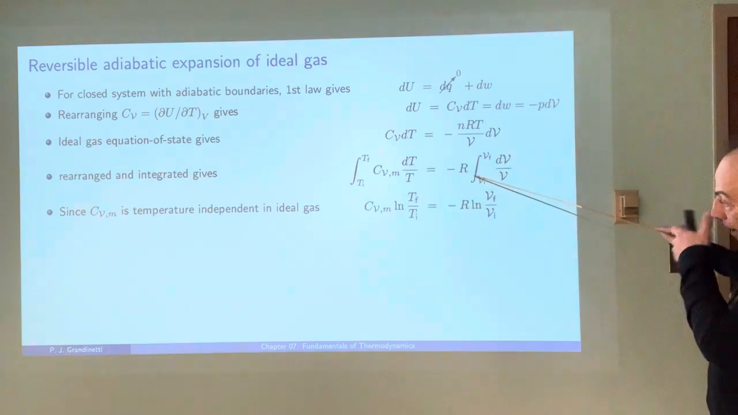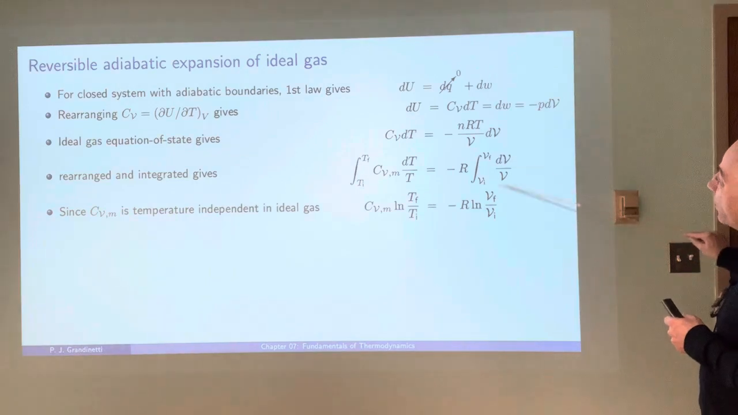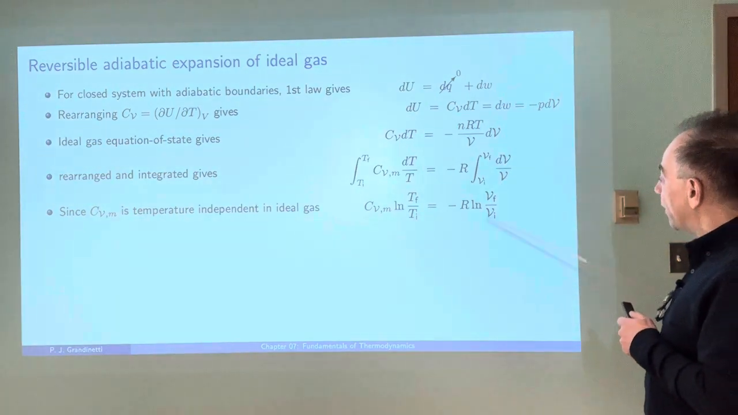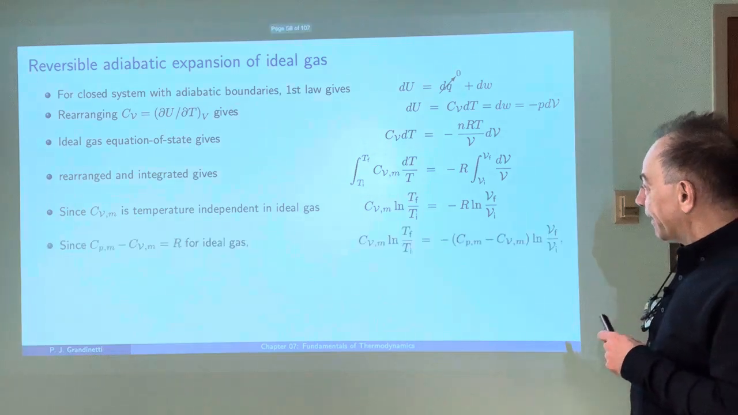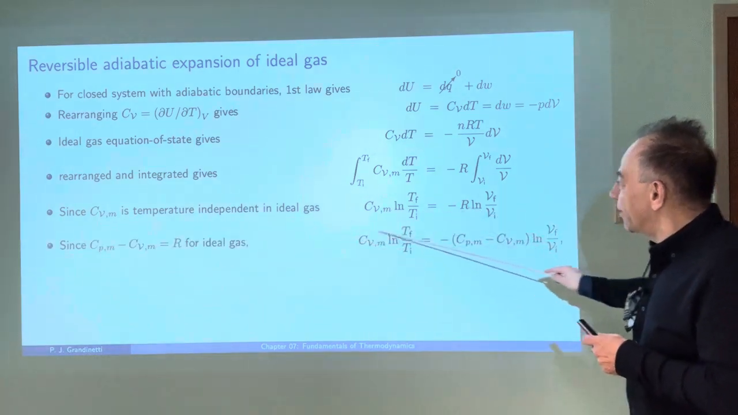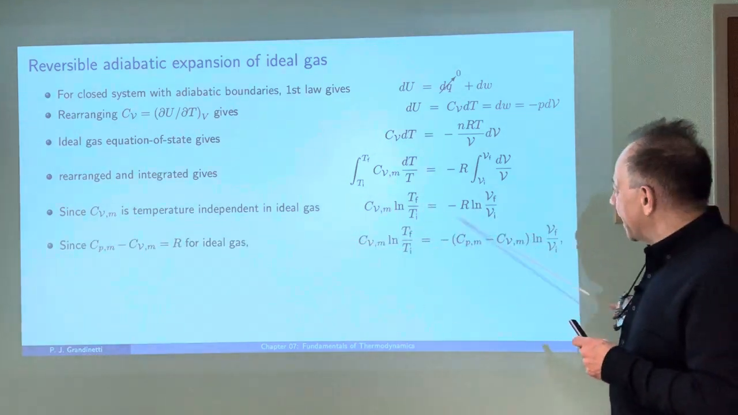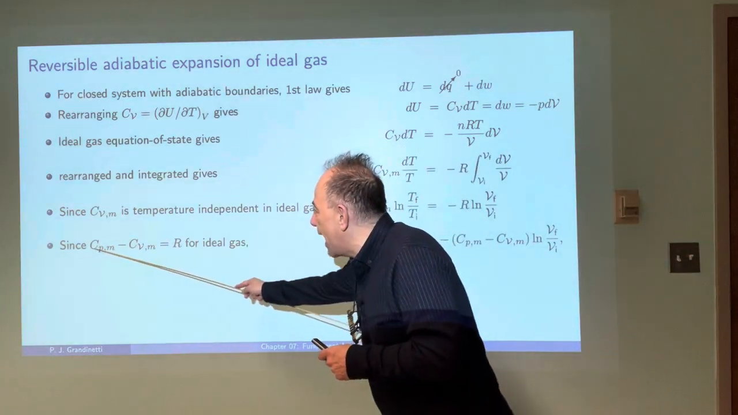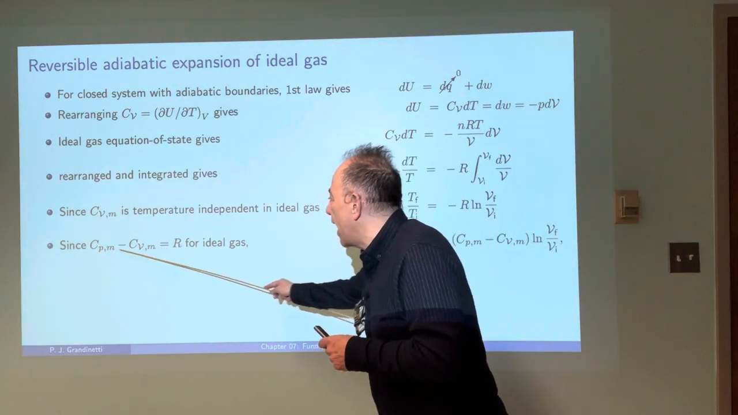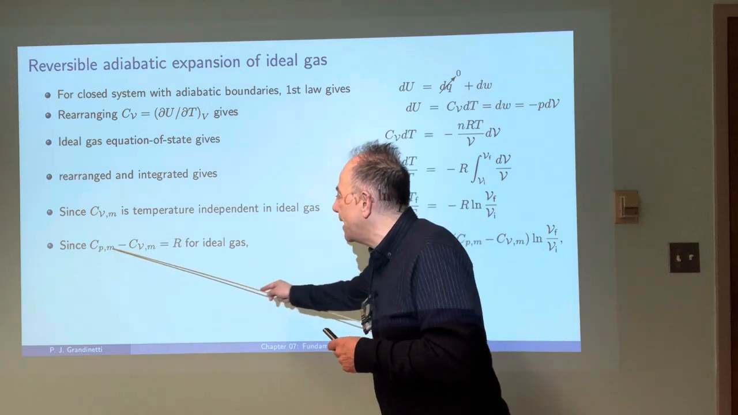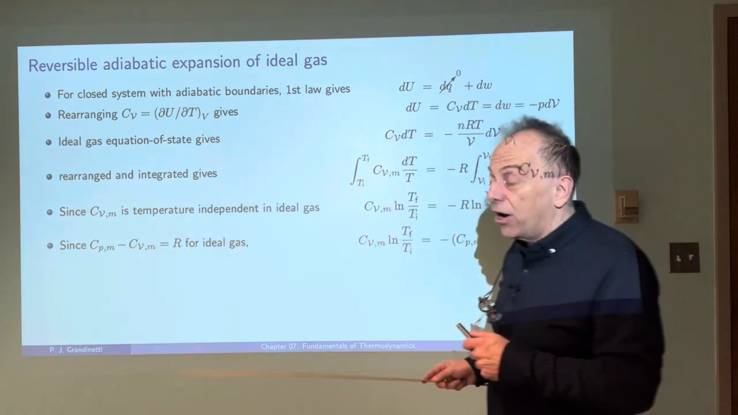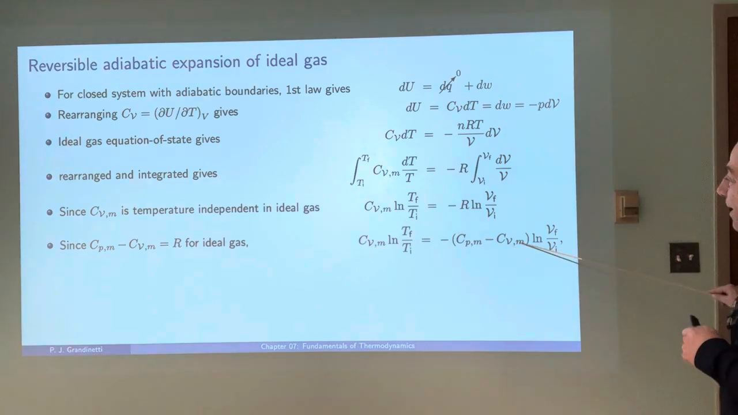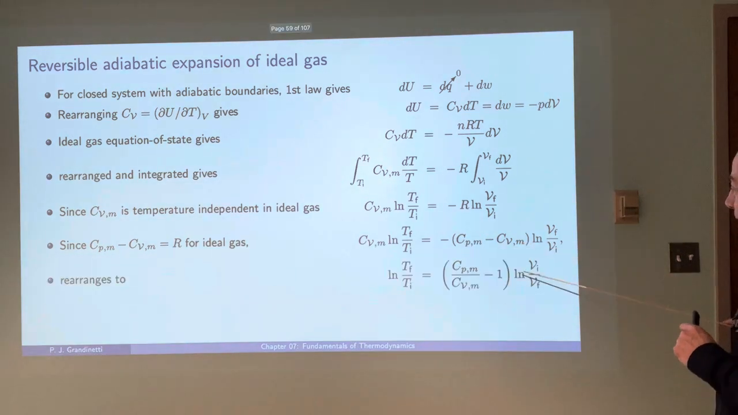Similarly over here, on the volume side, we only have the integral dV over V, which evaluates to ln of V final over V initial. All right. So rearranging this expression here, I'm going to do a trick. I'm going to take this R, and remember, we have for an ideal gas this result, which is that Cp minus Cv is equal to R for an ideal gas. And that's going to allow us to substitute here to make a little simplification.